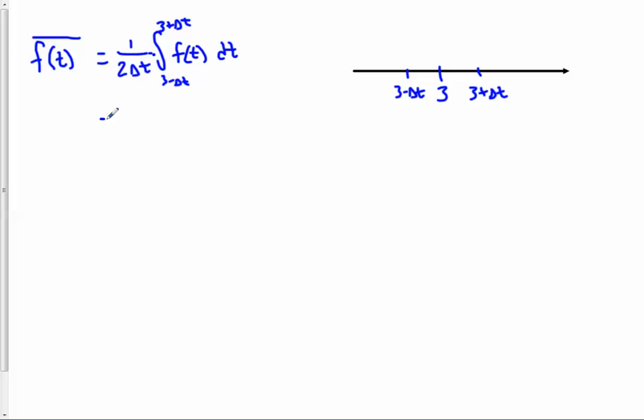Now I'm going to do the following. I'm going to do two things. I'm going to bring that, this is just a constant, so I can bring it in and out of an integral at will. So 1 over 2 delta t, integral of f of t dt from 3 minus delta t to 3 plus delta t.